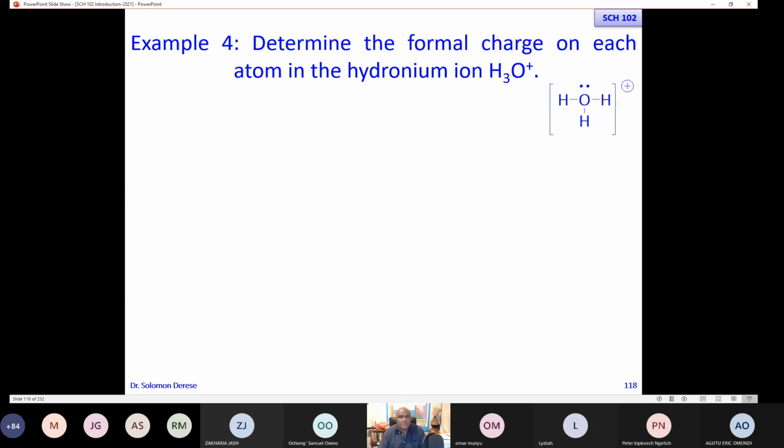To determine that, we have to first of all know what the valence electrons of each of the atoms are, because that's what they use to shop with when they form a chemical bond. That's what they go with to form a bond with other elements. So if you look at hydrogen, how many valence electrons does it have? How many electrons are there in the valence shell of hydrogen?